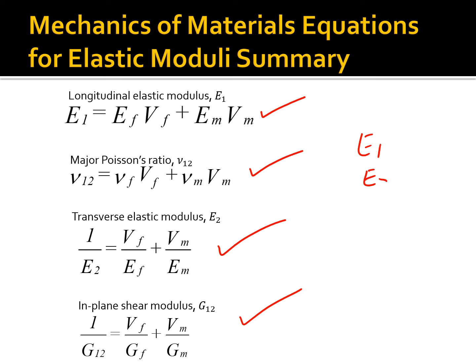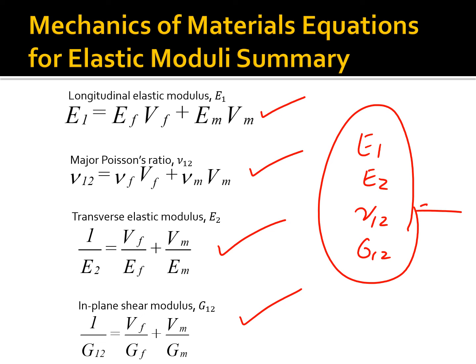formulas for E1, E2, nu12, and G12, as you saw that in chapter 2, how we use these properties to do the macromechanical analysis of a lamina. And that's the end of this segment, guys.